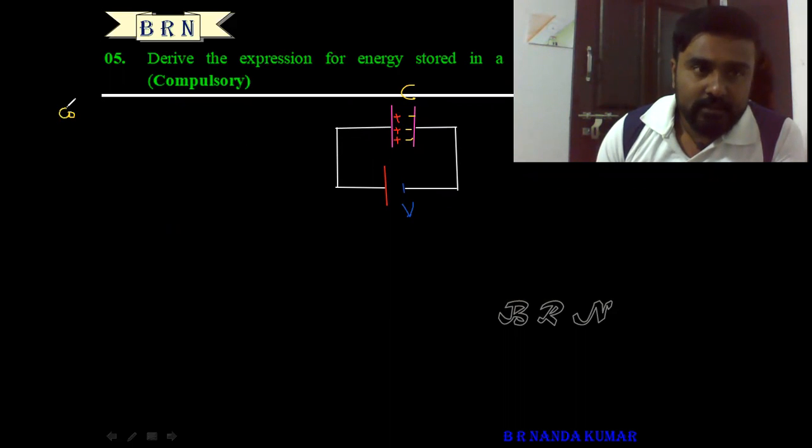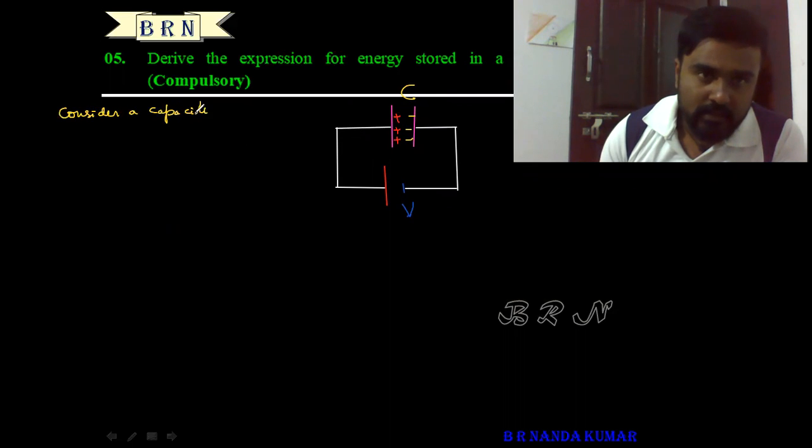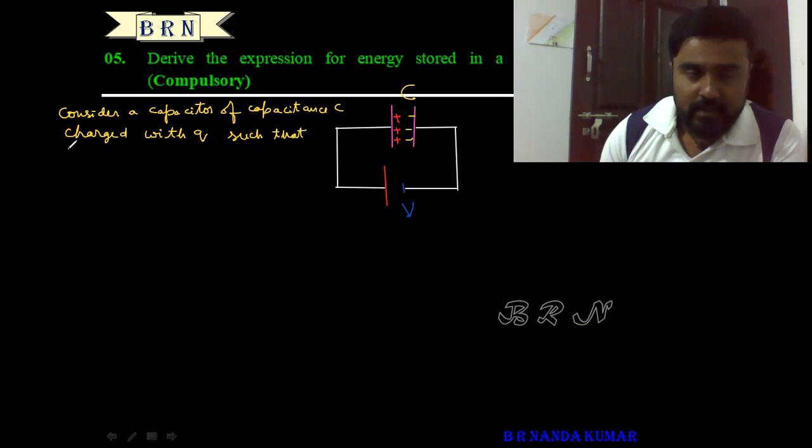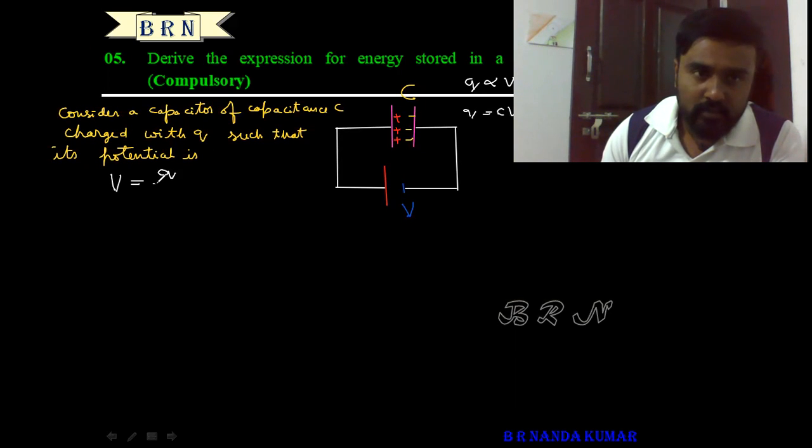So first, consider a capacitor of capacitance C, charged with Q, at potential V. Q is directly proportional to V. Q is equal to CV, so V is equal to Q by C.